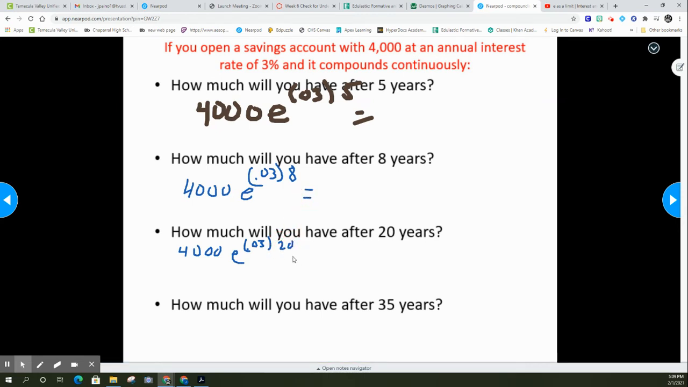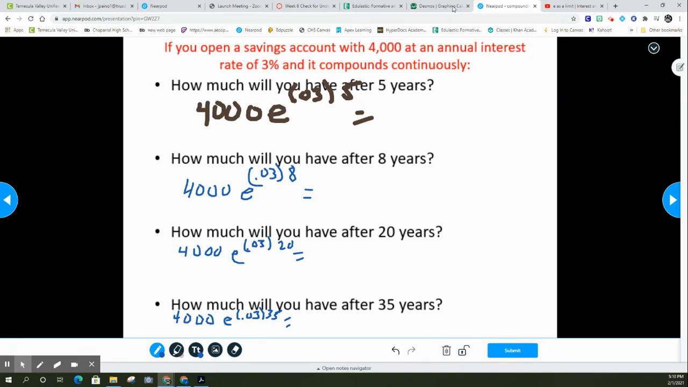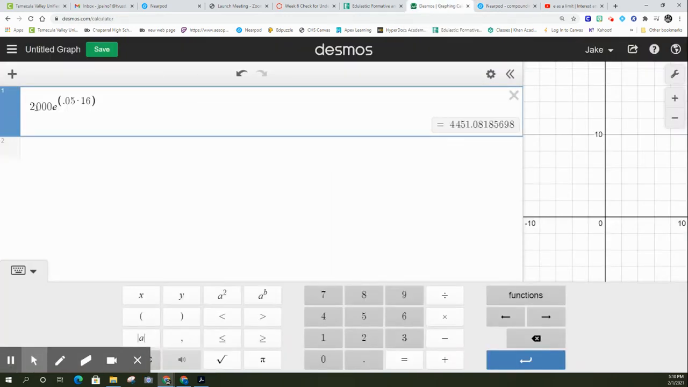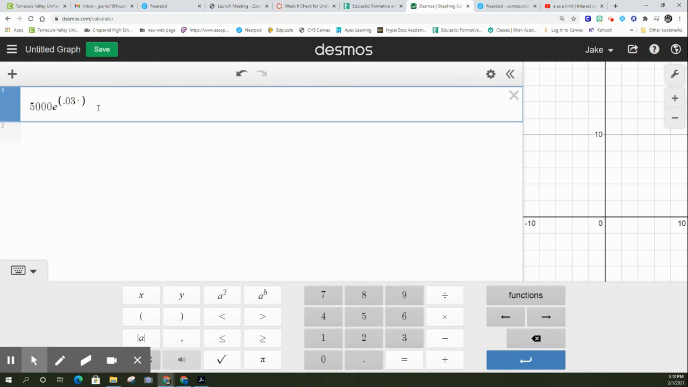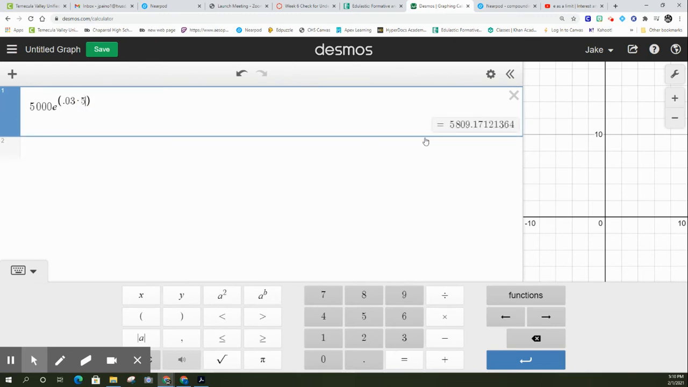I do want to show you this, just to see what these are. The formula is pretty easy to use. We're just going to come over to Desmos and set it up. It's 3%, and now all we have to do every time is change the year. The first one was 5 years, so we get 5,809.17.